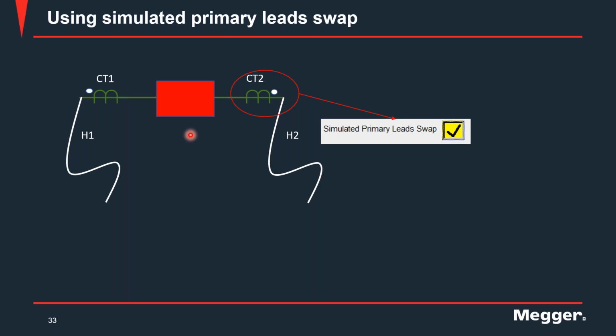So in cases like those, the practical way, or the only way possible, is for you to simulate a primary lead swap where you make sure that you do not have grounds on both sides, and you also end up testing the CT without getting a reverse polarity on your report.